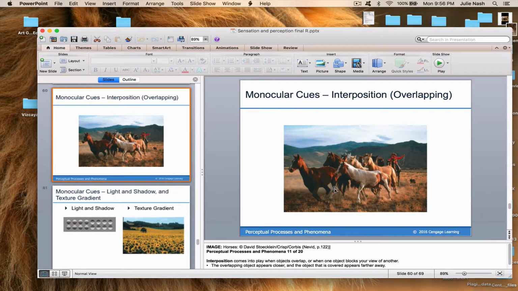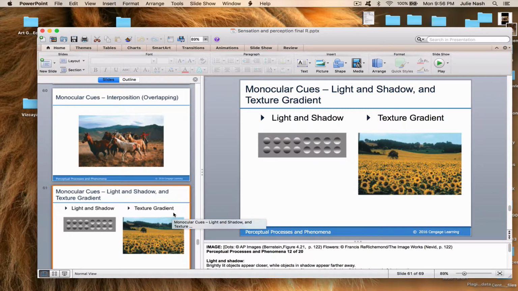Same thing with interposition. What's falling on my retinas is horses overlapping. And when objects overlap, my mind constructs them as being closer. So whatever overlaps the other one, I see it as closer and my mind perceives it and explains it that way to me. Light and shadow, this is really cool.